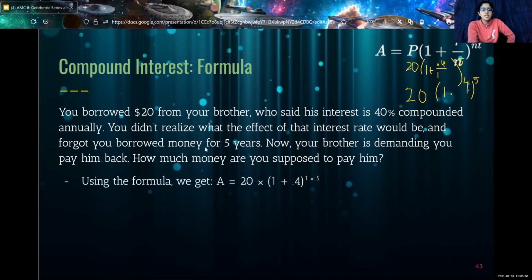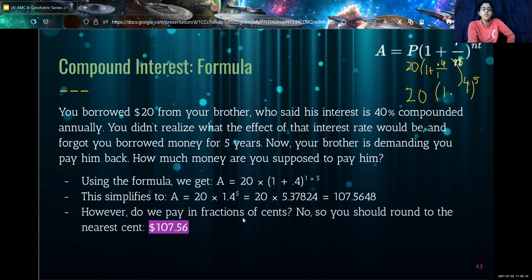So when we solve this, we get $107.56 when we multiply it out. It would actually multiply to $107.5648, but we round it because we don't pay in fractions of cents. So does that make sense to everyone? Okay.